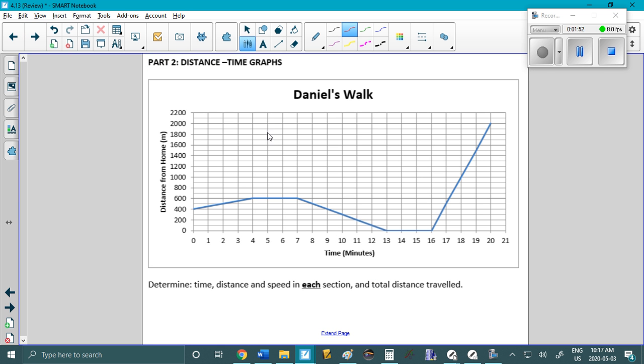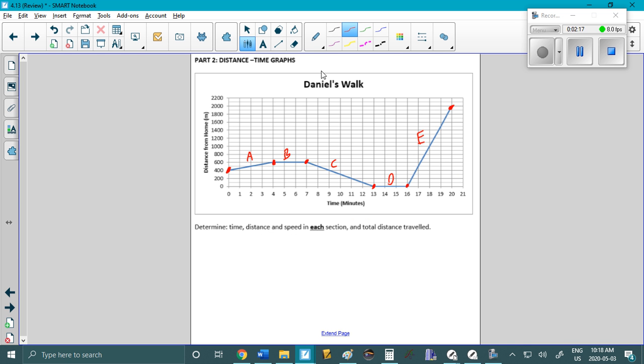And then we have distance time graphs. In distance time graphs, what we usually do is we put points at each of the parts. And then what I've been doing is labeling them sections A, B, C, D, and E. What you're going to have to do with these is determine the time, the distance, and the speed in each section: A, B, C, D, and E. I'm just going to do A and B. I'm going to leave C, D, and E for you, and I'll post the answers tomorrow.